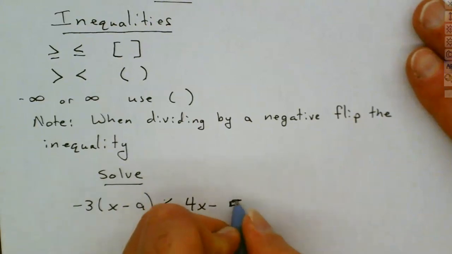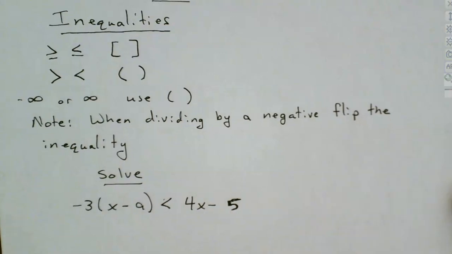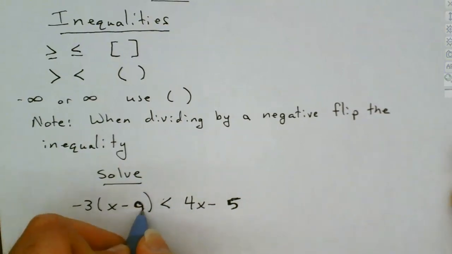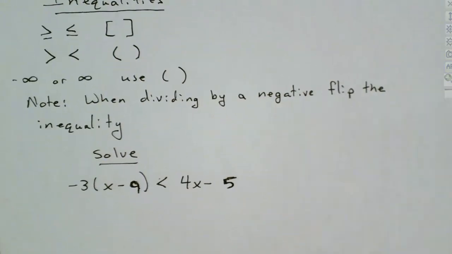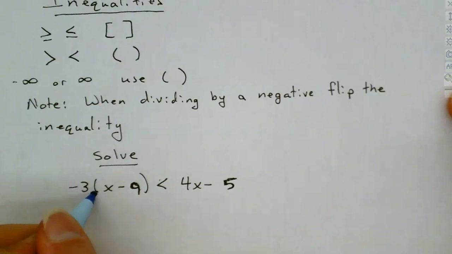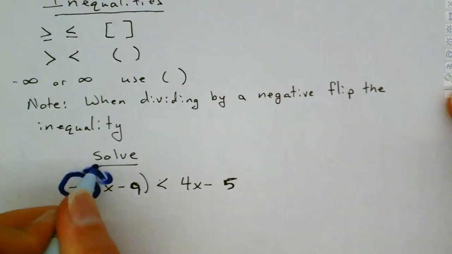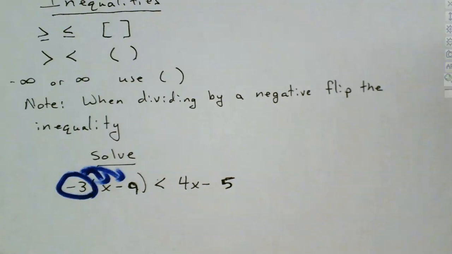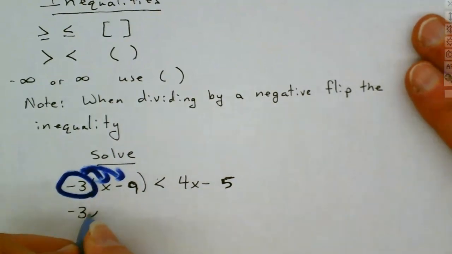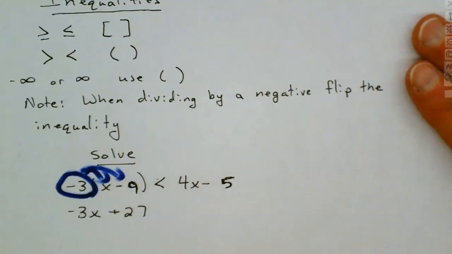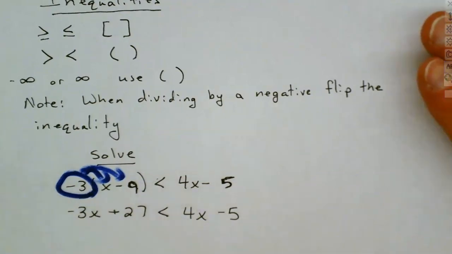Okay, so let's look at this one, and that's a 9 there, make sure you see that's a 9. So this is what I want you to solve, and I made this one pretty easy to deal with. First thing is distribute your negative 3 through. And that leaves you with a negative 3x. Negative and negative makes it a positive 27. Inequality symbol stays the same so far. And we have a 4x minus 5 on the right-hand side.